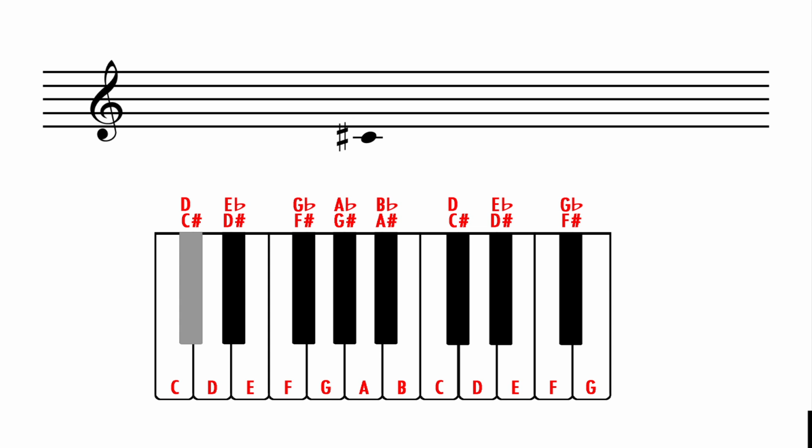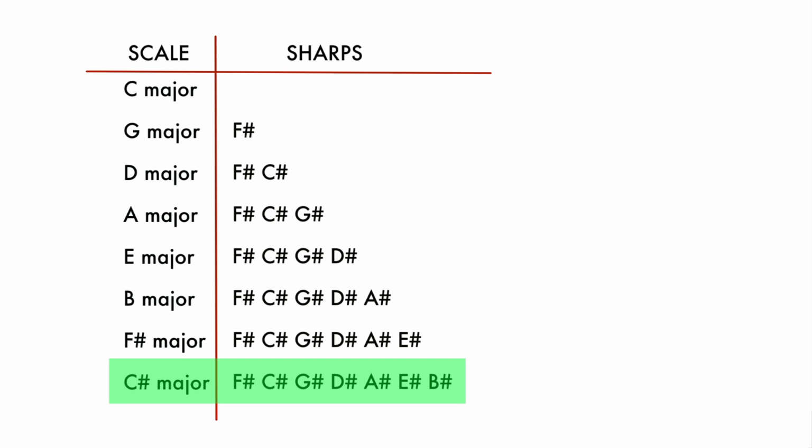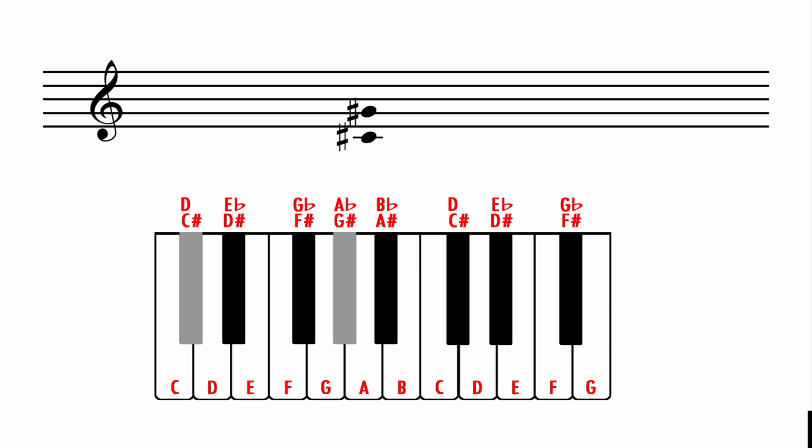If we have C sharp at the bottom, G sharp at the top, let's count the note names. C, D, E, F, G, that's 5. We know this interval is a fifth. Let's quickly look on our major scale chart to see if G sharp is a note in C sharp major. You'll see it is. Therefore, this interval is a perfect fifth.